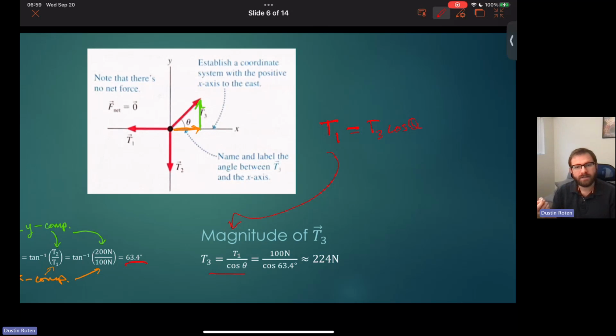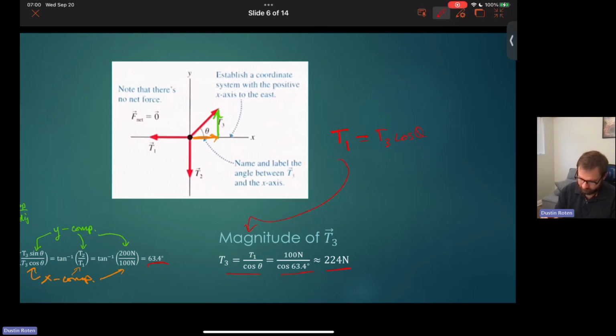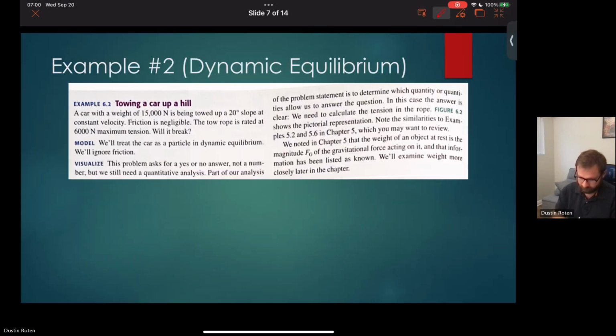We know what T1 is, and we know what angle we're pulling at now, so this just becomes a simple plug and chug, and it turns out you'll need to pull with approximately 224 newtons at an angle of 63.4 degrees. Okay, so this was an example of everything being static, not moving, all the forces equal 0.